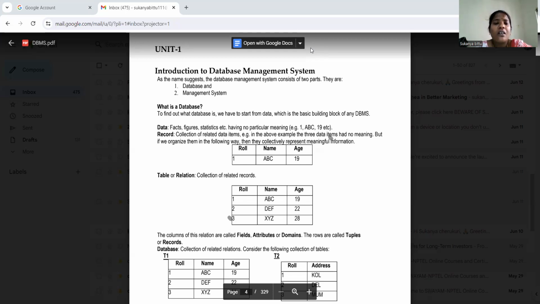So, what is Database Management System? As the name suggests, the Database Management System consists of two parts. They are database and management system.